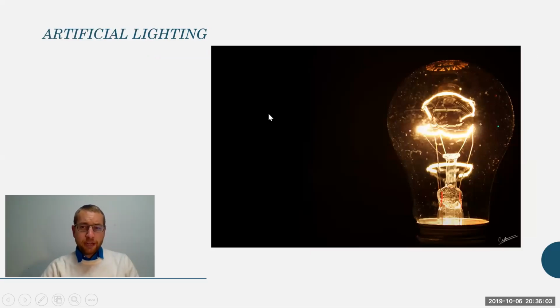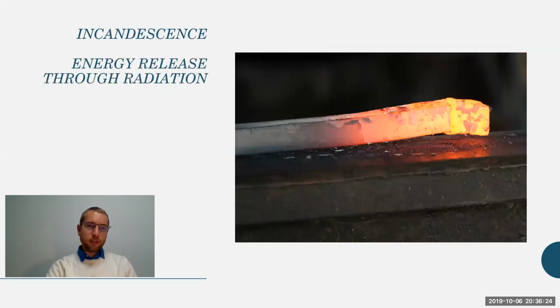So for artificial lighting, we're going to start off today by looking at just wavelength, particularly for incandescent bulbs. The idea of an incandescent bulb, a classic Edison bulb, is you are running an electric current through a metal wire and heating it up so much that it actually incandesces, or glows. Incandescence is the proper term for energy release through radiation.